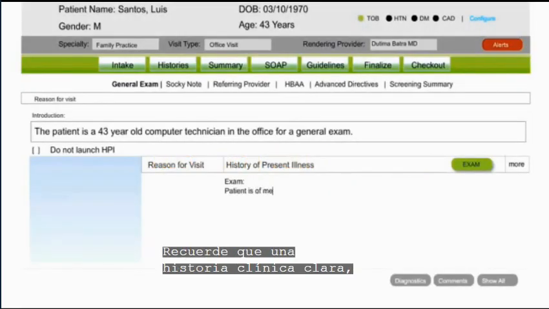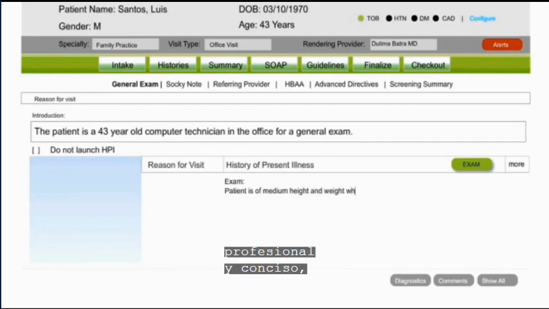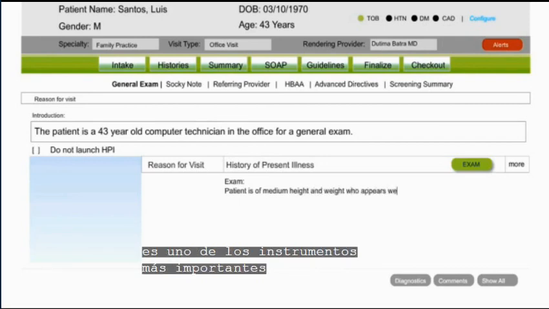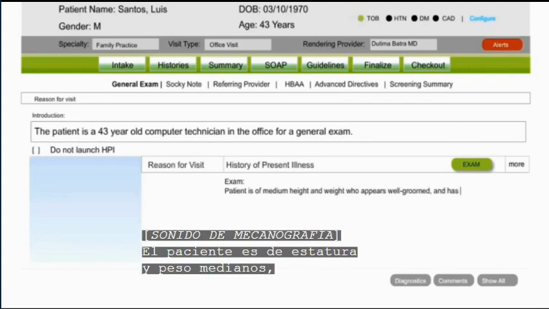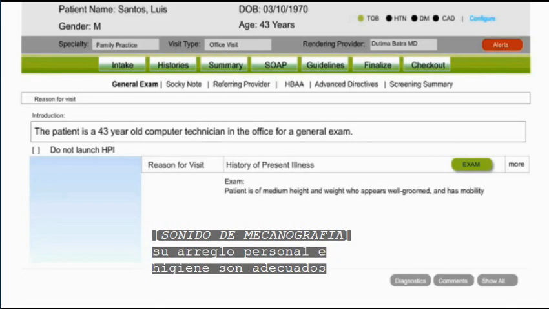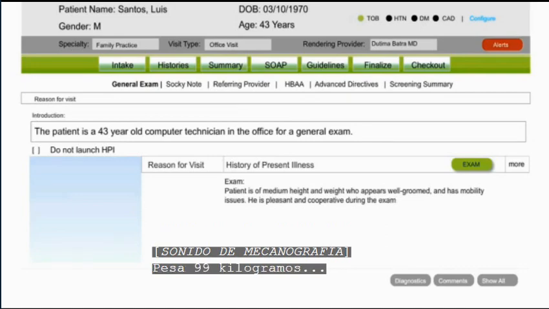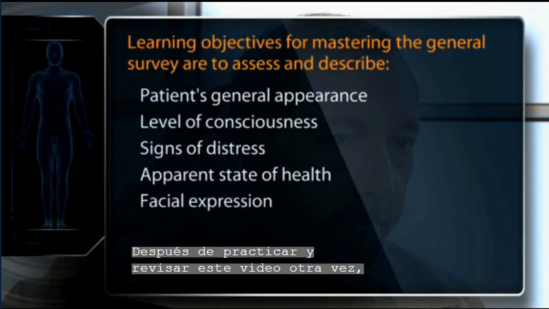Remember that a clear, well-organized clinical record, employing language that is neutral, professional, and succinct, is one of the most important adjuncts to patient care. Patient is of medium height and weight, who appears well-groomed and has mobility issues. He is pleasant and cooperative during the examination. Weight is 220 pounds. After practice and further review of this video, make sure you have mastered the important learning objectives for the general survey of your patient.